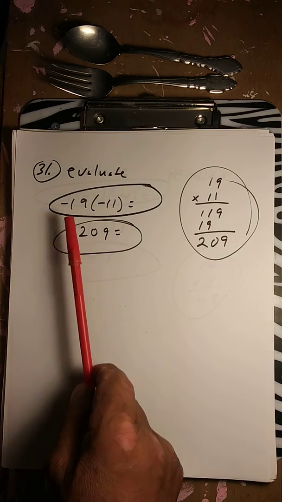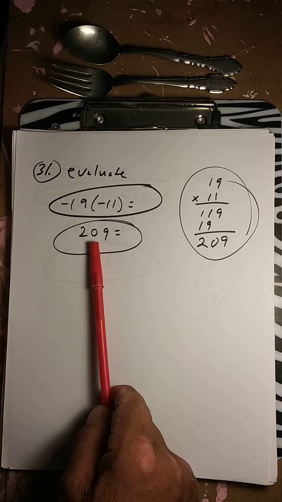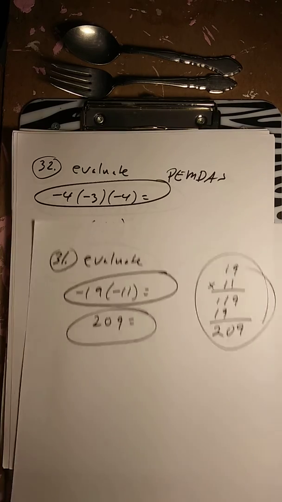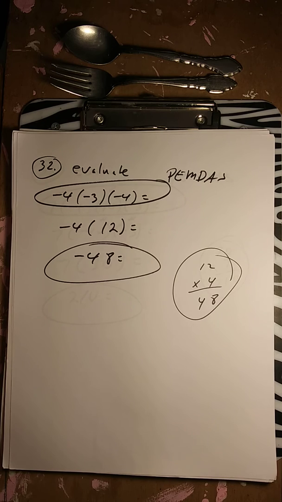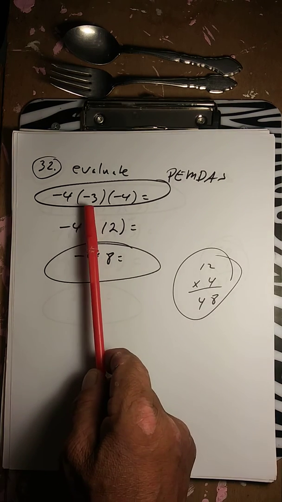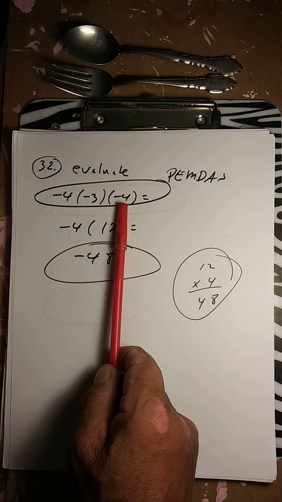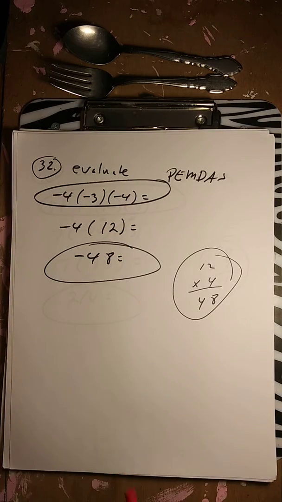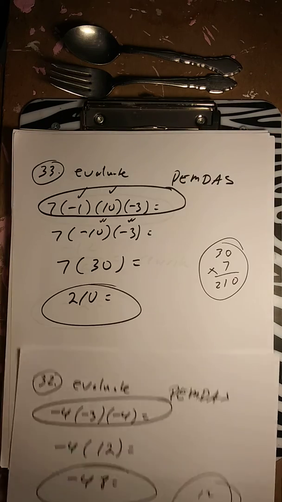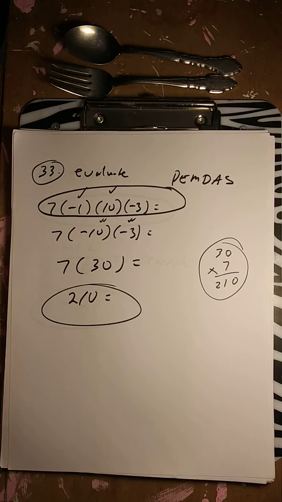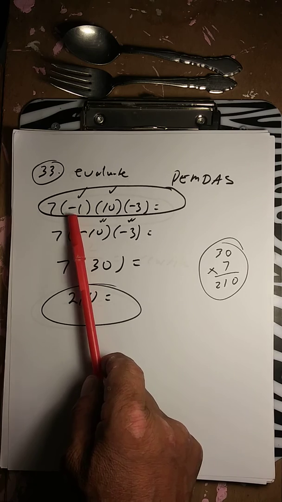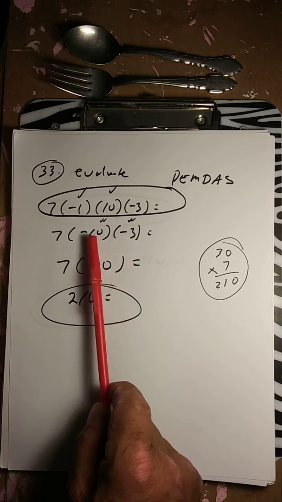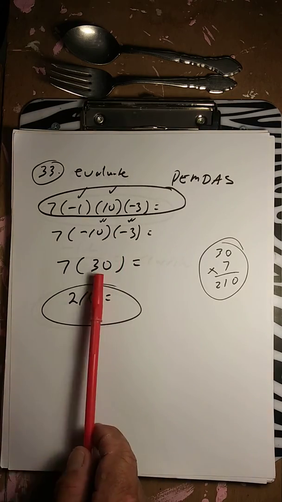Evaluate. A negative times a negative is a positive 209. Evaluate this. So let's do the parentheses first. Negative 3 times negative 4 is a positive 12. And the negative times a positive is a negative 48. Evaluate this. We have negative 1 times 10 is negative 10, bring this down. And negative 10 times negative is a positive 30. 7 times 30, 210.